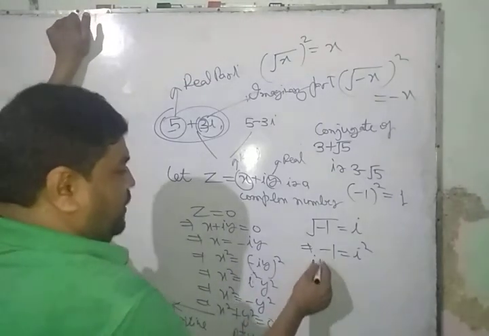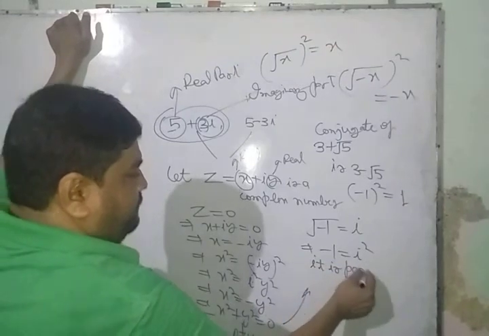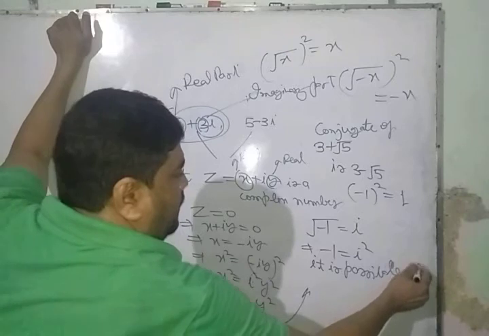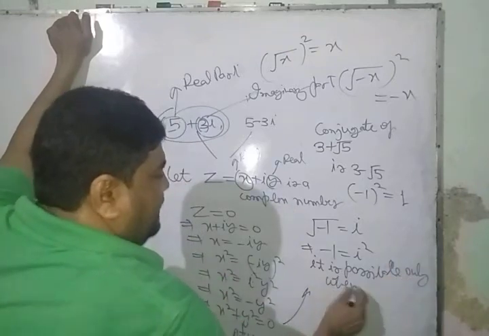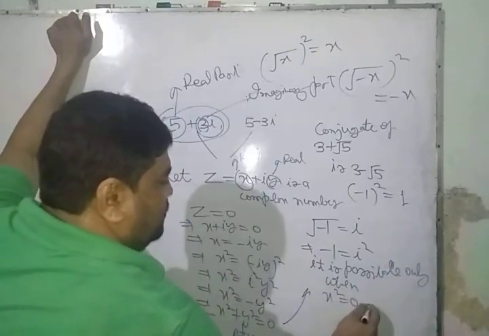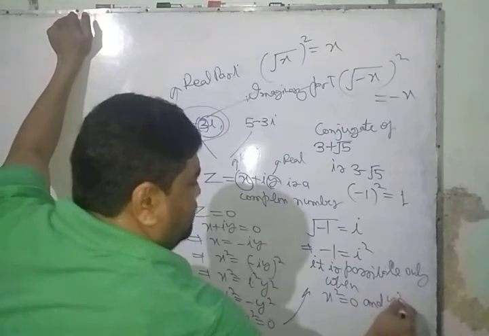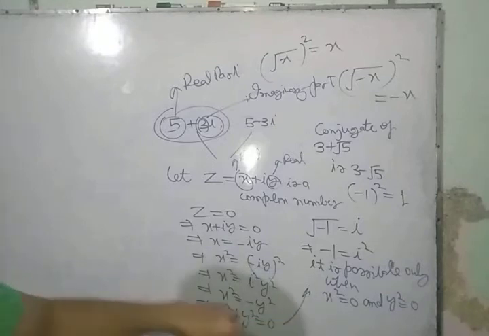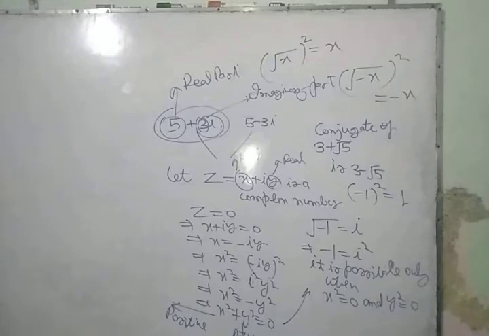So it is possible only when x square is equal to 0 and y square is equal to 0. When both are 0, they cannot be negative, but they can be 0. The square of any real number cannot be negative, but the square of 0 is 0.